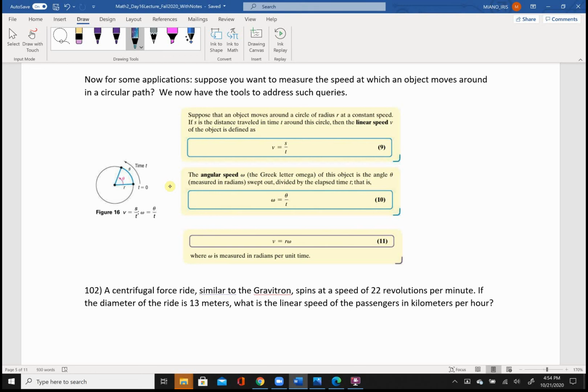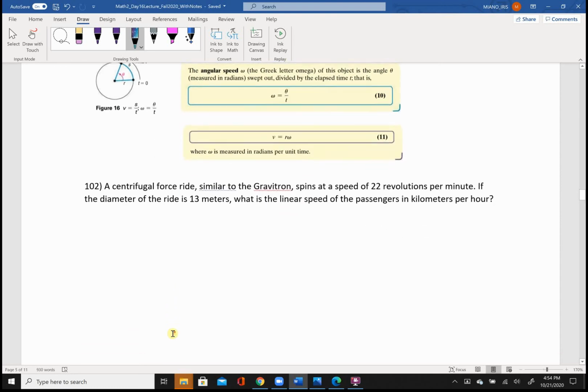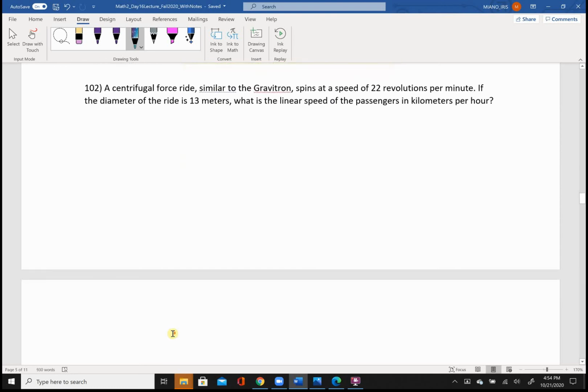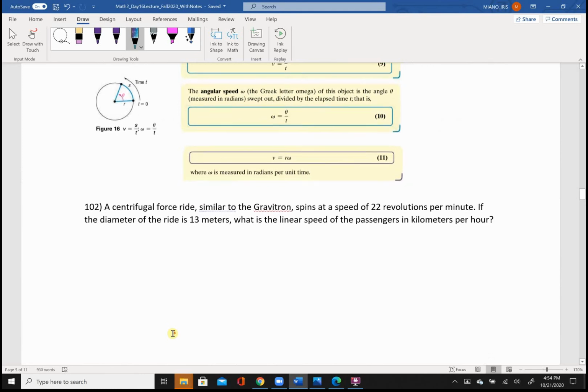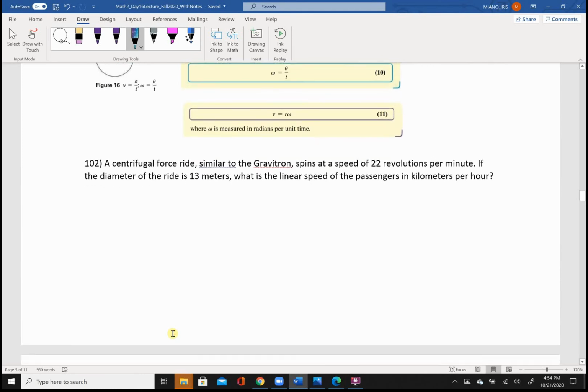Okay, cool. So let's entertain another example. This one is the last one in this section, in which we are going to calculate the linear speed of passengers on a centrifugal force ride. It says similar to the gravitron.